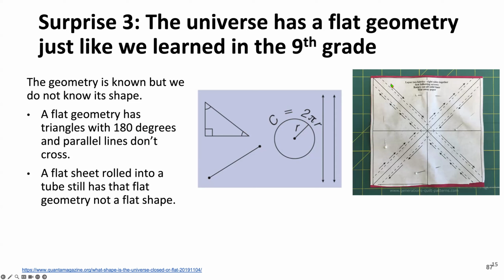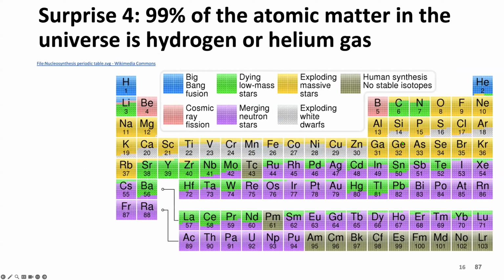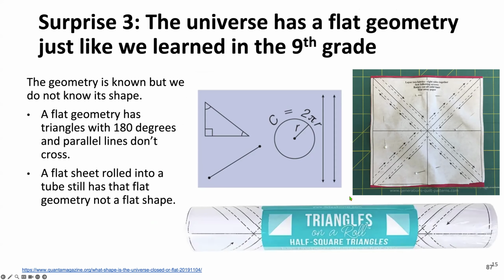Let me illustrate it to you. This is one of my wife's sewing patterns, has straight lines and triangles and so forth. This is flat. It has a flat geometric property, but it also has a flat shape. You can pin this thing to a flat work surface, and you have flatness both in terms of geometry and shape. But if you look at the packaging that this came from, it's rolled up. And this is clearly not a flat shape. It's a tubular shape, and yet it is a flat geometry.